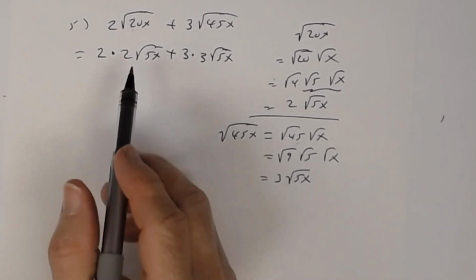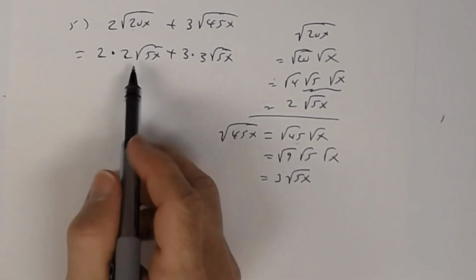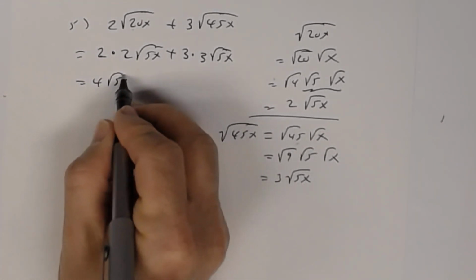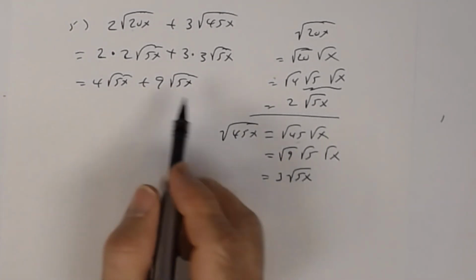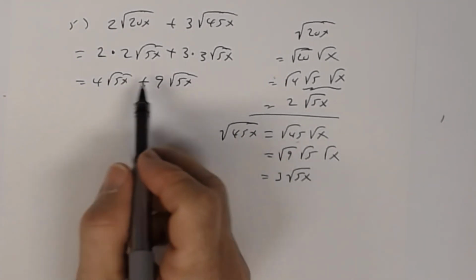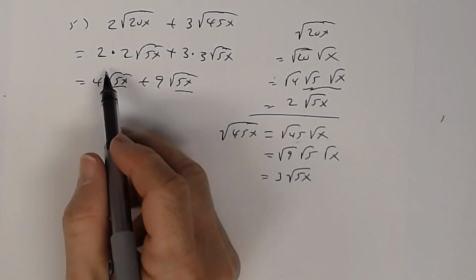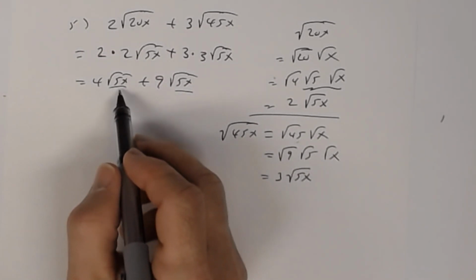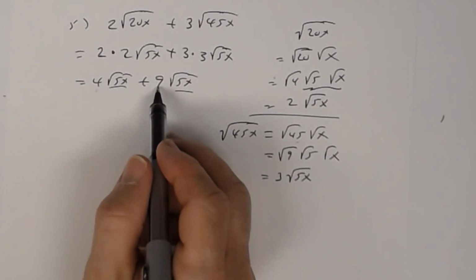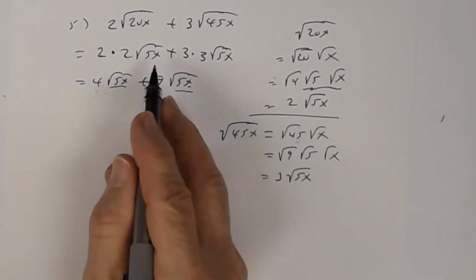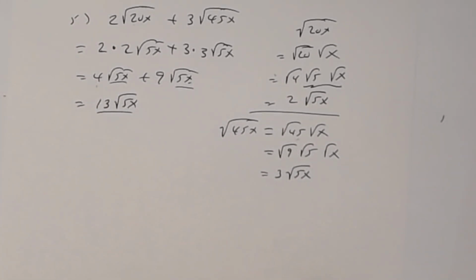Now simplifying this further, you keep on simplifying as much as you can. 2 times 2 is 4, so it becomes 4 square root of 5x. 3 times 3 is 9, so it becomes plus 9 square root of 5x. And I want you to notice that both of these are like terms because they both have square root of 5x. So remember, like terms have to have the same index, and they do. Index of 2, and the radicands are exactly the same, 5x, 5x. So 4 square root of 5x plus 9 square root of 5x. 4 plus 9 is 13. So that's 13 square root of 5x. So that's your answer there.